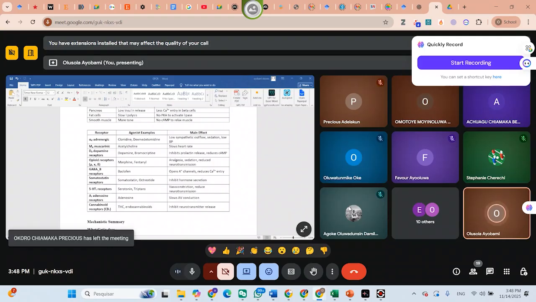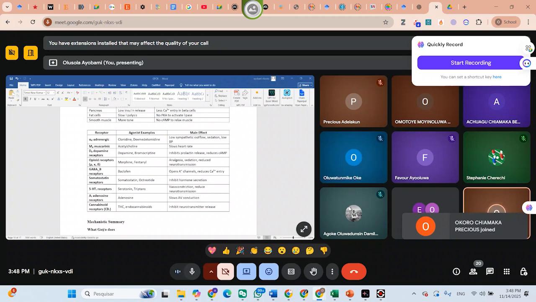Okay. So now, the alpha-2 adrenergic receptor uses this G-alpha i/o. Okay, so of course we are expecting things like low sympathetic outflow, sedation, low BP, because adenylyl cyclase is inhibited. Of course, you know that. Then the M2 receptor too slows heart rate.